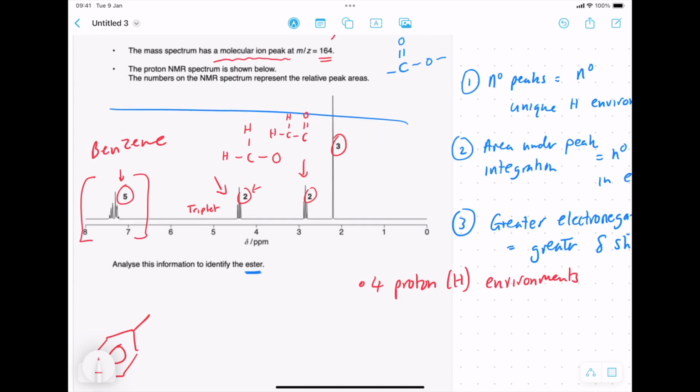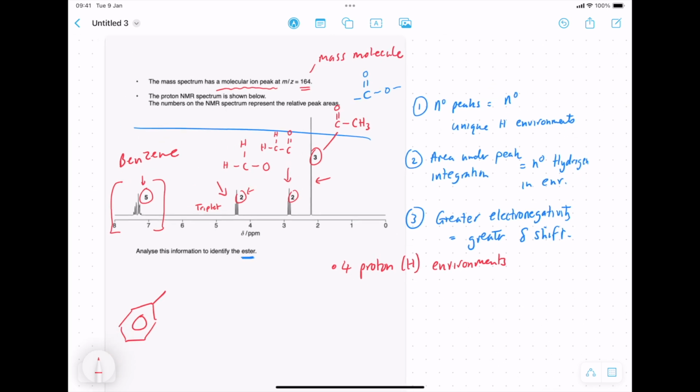And then finally, we have this peak there, which is a singlet, which means the environment is attached to a carbon with no other hydrogens on it and has an integration of 3. So whenever you see an integration of 3, most of the time it will be a CH3. And that's at about 2.2, 2.3, which again, if you look at the data table for the NMR, the only thing that fits that would be a hydrogen bonded to a carbon, which is directly attached to a C double bond O.